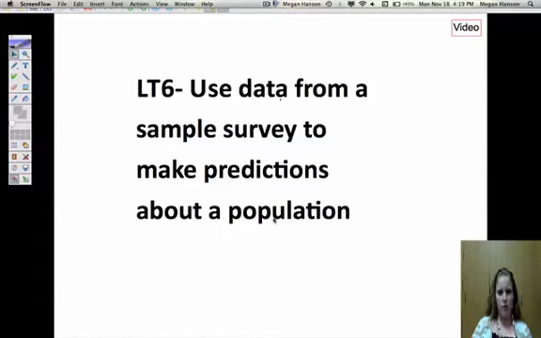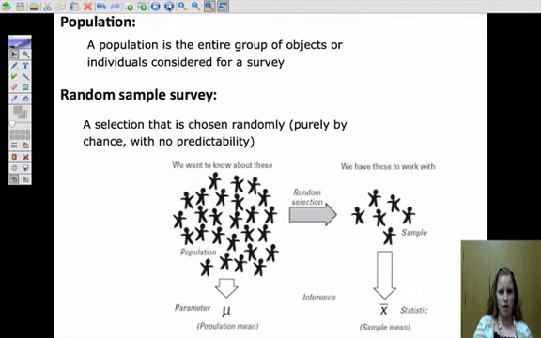All right, Unit 3, LT6, we're going to use data from a sample survey to make predictions about a population. So let's first get a definition here of population. Population is the entire group of objects or individuals considered in the survey.